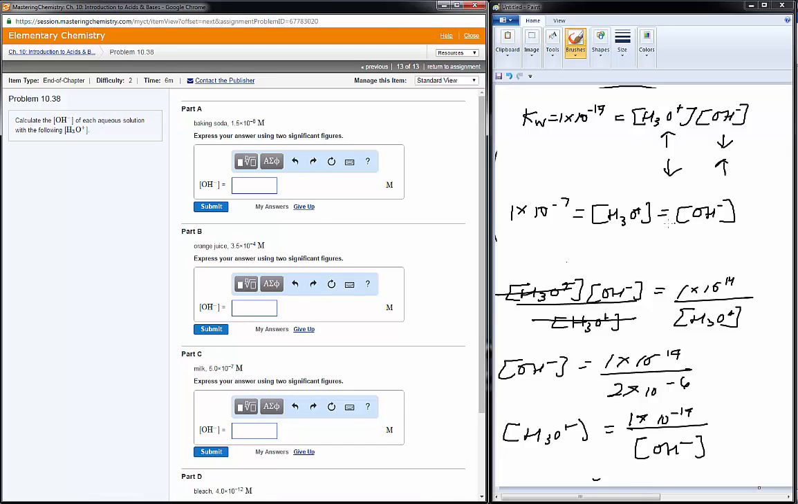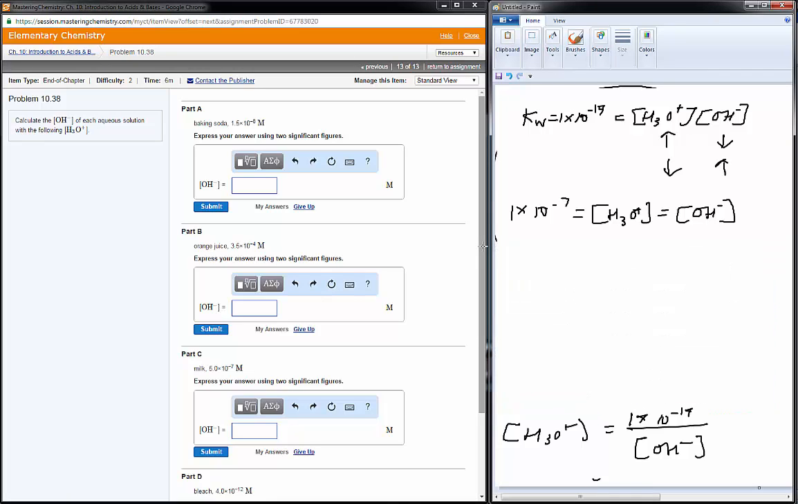So this is doing exactly the opposite. If I know the H3O plus, then can I tell you what the OH minus is? And of course, it's basically the same formula. So in this case, we're saying the OH minus is equal to 1 times 10 to the negative 14th divided by the H3O plus. The two of those together equal 1 times 10 to the negative 14th.